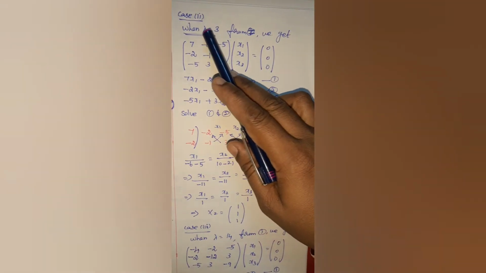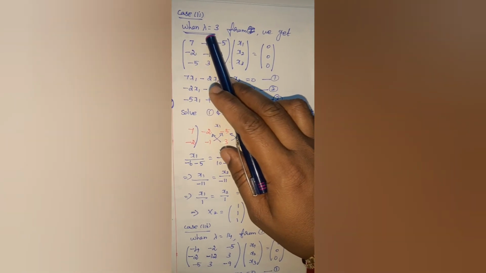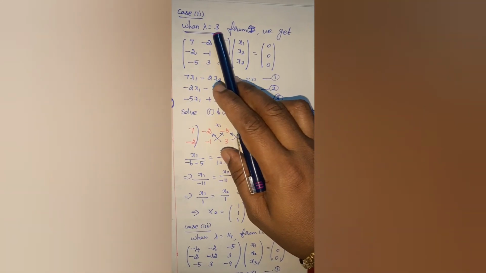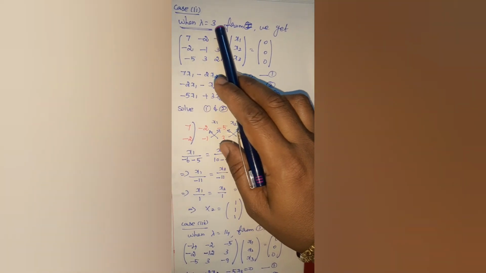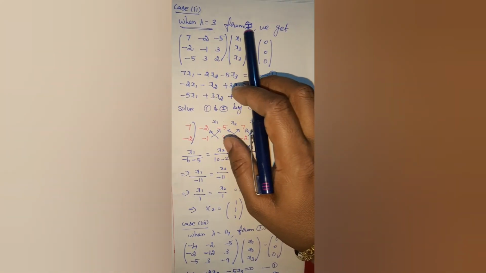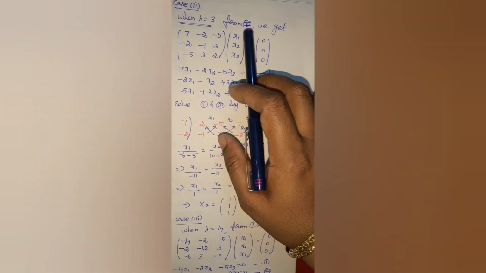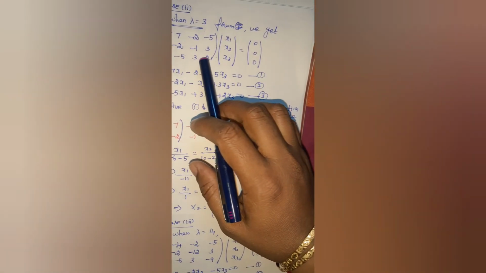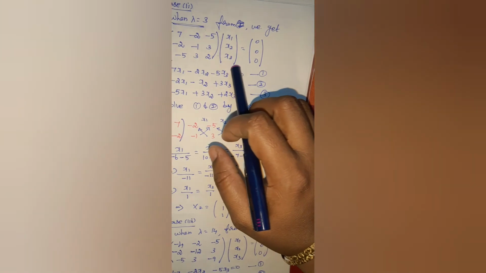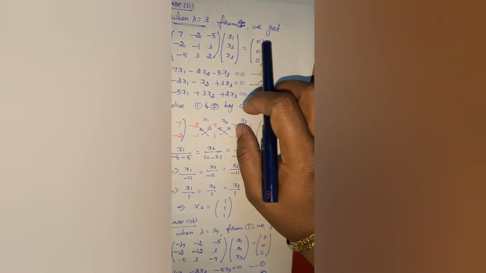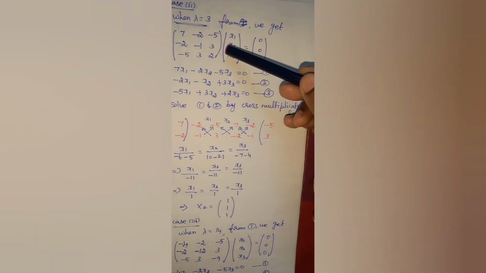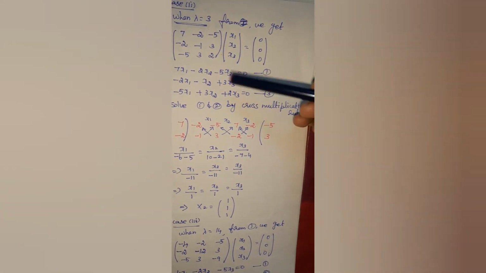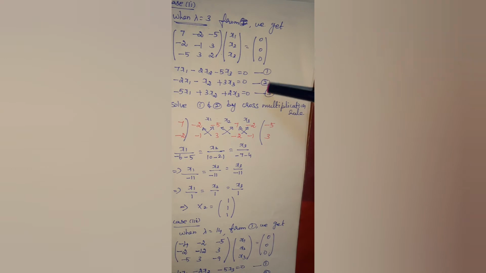Now case 2, you take the second characteristic value as lambda equal to 3. As usual, as in case 1, substitute lambda equal to 3 in equation Roman numeral 1. Then you will get this matrix times the column matrix x1, x2, x3 equal to 0, 0, 0. As usual, you write the matrix in equation form. Mark it as equations 1, 2, 3.